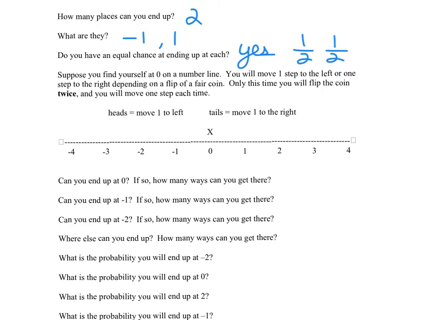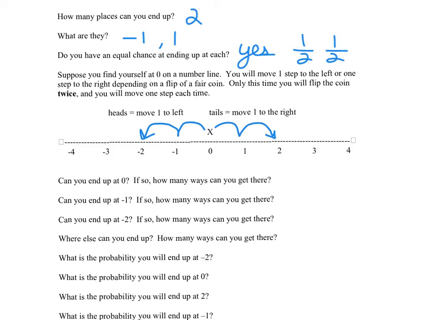We're in the same place, standing on 0. This time we're going to flip the coin twice. Same rules apply. Heads is one move to the left and tails is one move to the right. So let's play out our options here. If we flip heads twice, we'd land at -2. If we flipped tails twice, we'd end up at 2.